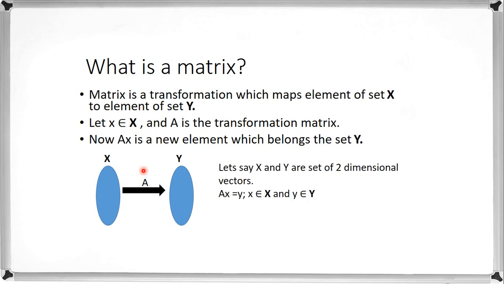So let's look at an example. There are two sets and the dimension of each set is 2, so each element is having 2 dimensions. The mathematical definition of matrix is Ax equal to y, which means when the element x is transformed into a different set, you get an element y.